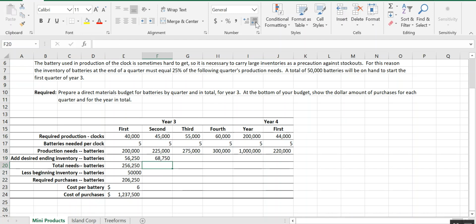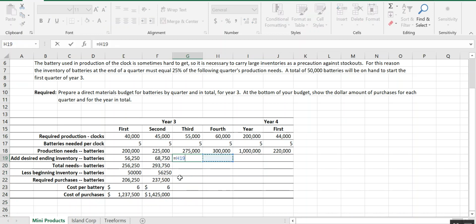We have total battery needs of 293,750. We have a beginning inventory of 56,250, and that comes from right here. This is the ending inventory, or desired ending inventory, from the first quarter. So we take this and subtract out the beginning inventory to get the amount of purchases we need, or how many batteries we need to buy. And that will be a cost of 1,425,000.